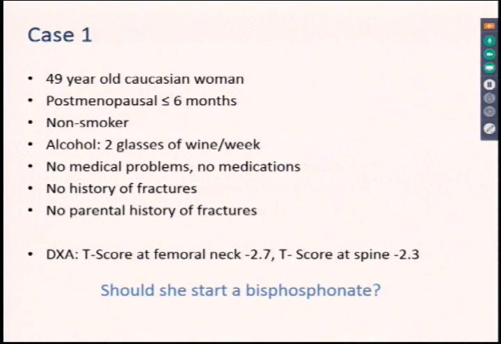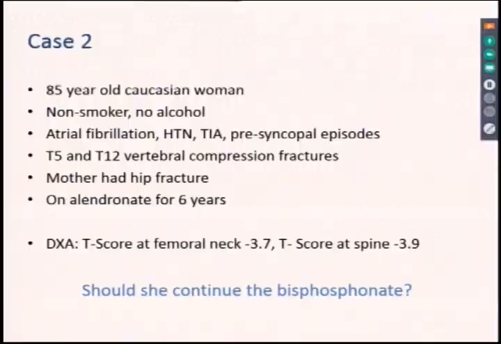Her physician decides to obtain a DEXA because now she's menopausal, and she's found to have a T-score at the femoral neck of -2.7 and a T-score at the lumbar spine of -2.3. So she is officially in the osteoporosis range. And she gets referred to my clinic to consider treatment. So my question to you as I continue through the rest of my presentation is to try to think, should she start a bisphosphonate?